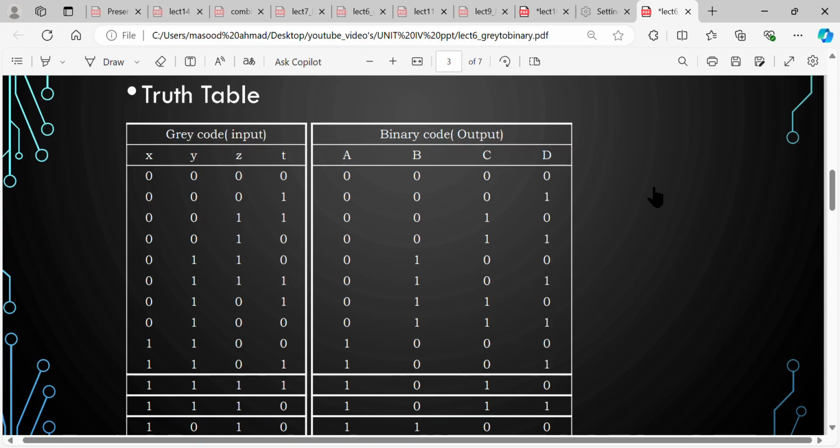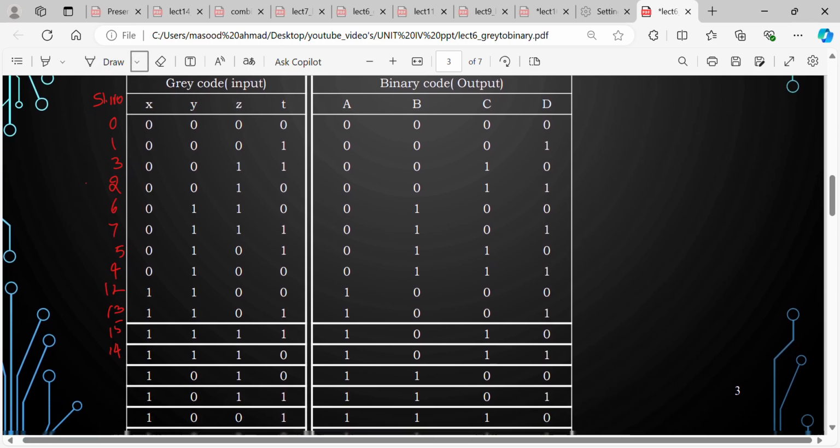If you look at the values we are getting here, 000 is 0. I am writing the serial numbers, the SL number. 0011 is 3. Next is 2. Next, 110 is 6. Next is 7. Next is 5. Next is 4. And then 12, 13, 15, 14.